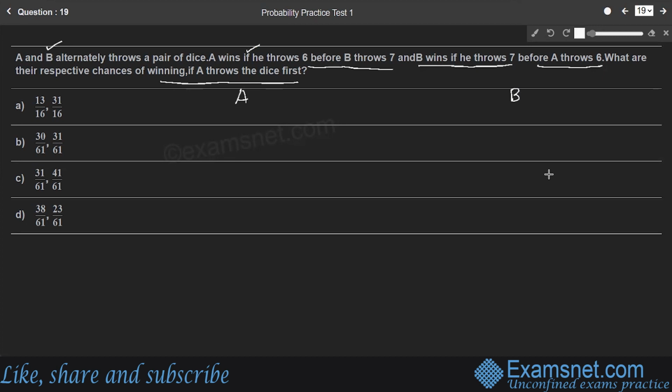Alternatively throws a pair of dice. So both are throwing a pair of dice, means two dice, right? Two dice they are throwing, each person. And alternatively they are throwing means first A throws the pair of dice, next B throws it, then again A throws, then B throws, and it continues, right? Till n number of times. Here, how many times they are throwing is not given, right? So we'll consider n number of times they are throwing alternatively.